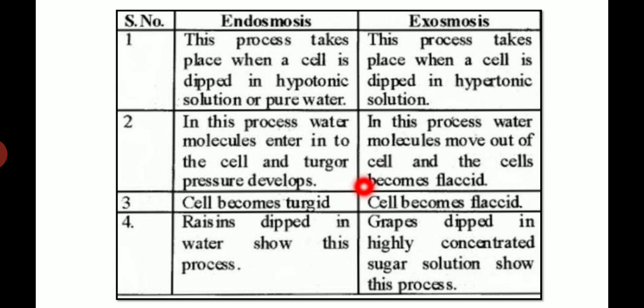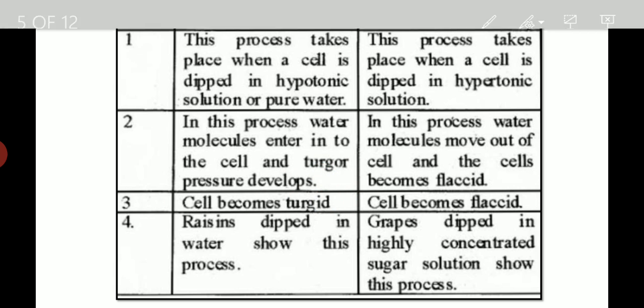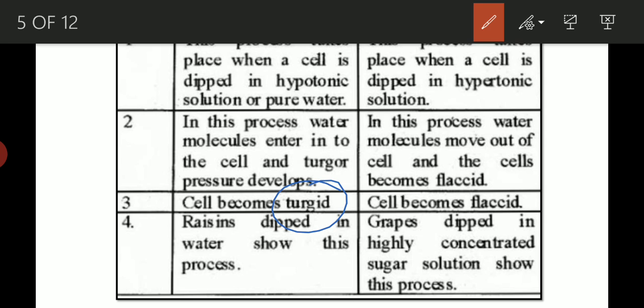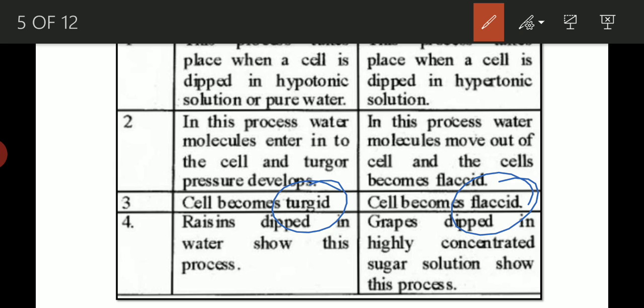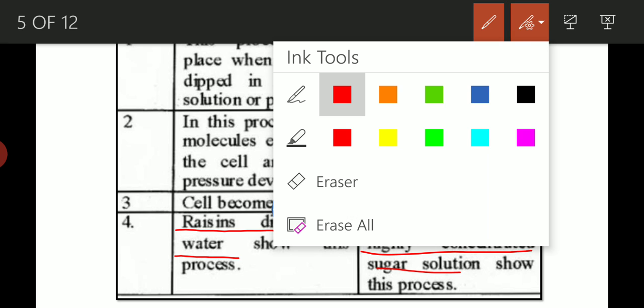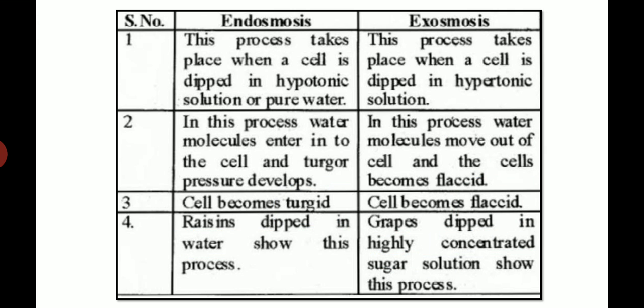So here the cell becomes turgid. Turgid means it gets swollen up. And flaccid means it gets shrunk. An example is raisins: when you dip them in water, endosmosis will occur. And grapes, when dipped in a highly concentrated sugar solution, exosmosis will occur.